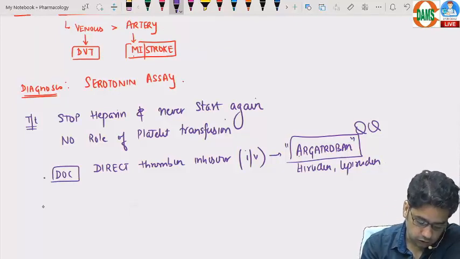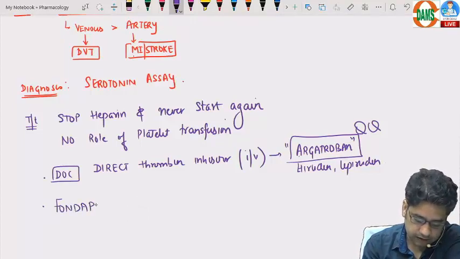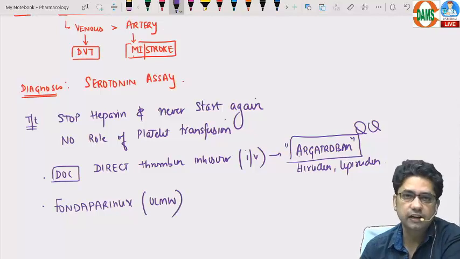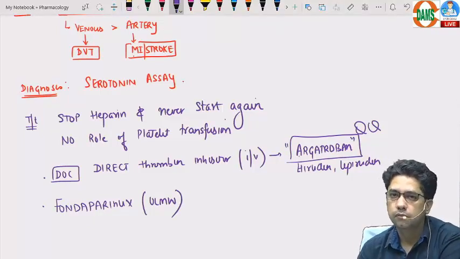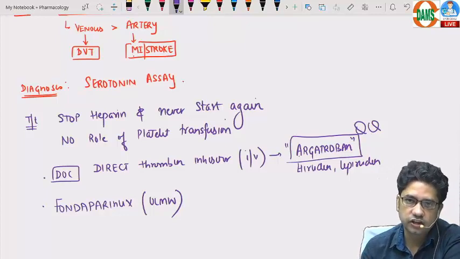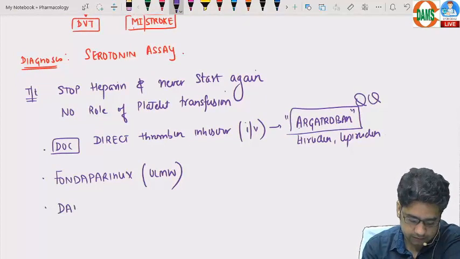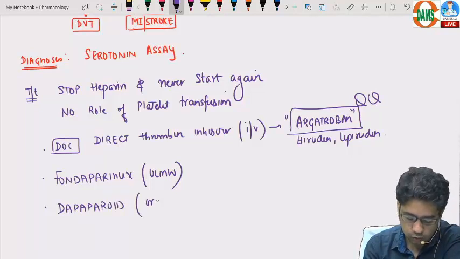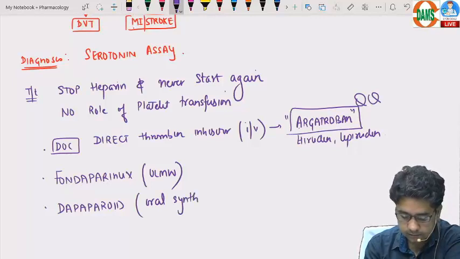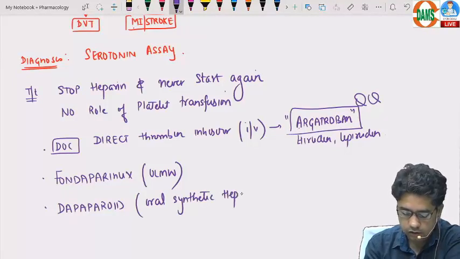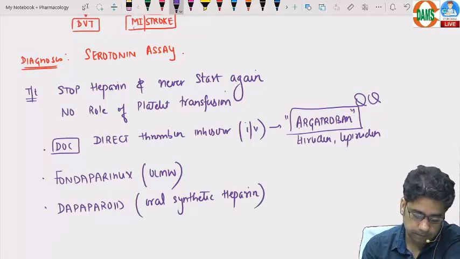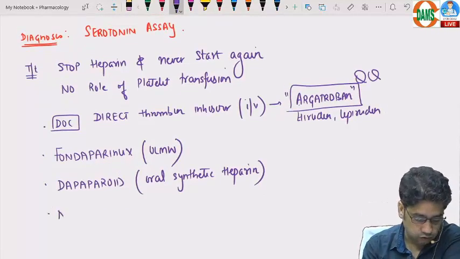Second point, you can also give fondaparinux. Can you tell me why you can give fondaparinux? Because ultra low molecular weight heparins do not produce HIT. They are safe in HIT patients. We have read this. Lastly, you can give danaparoid. Danaparoid is an oral synthetic heparin, not commonly used.